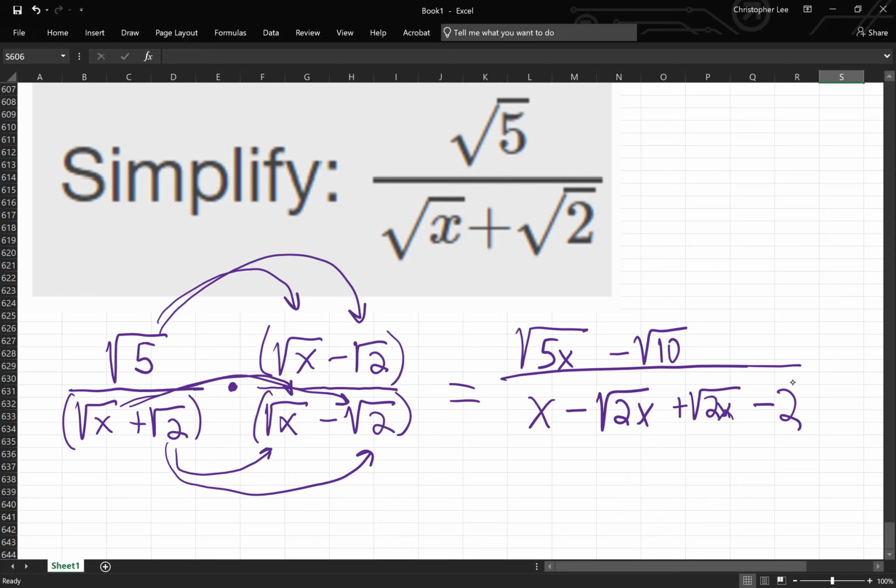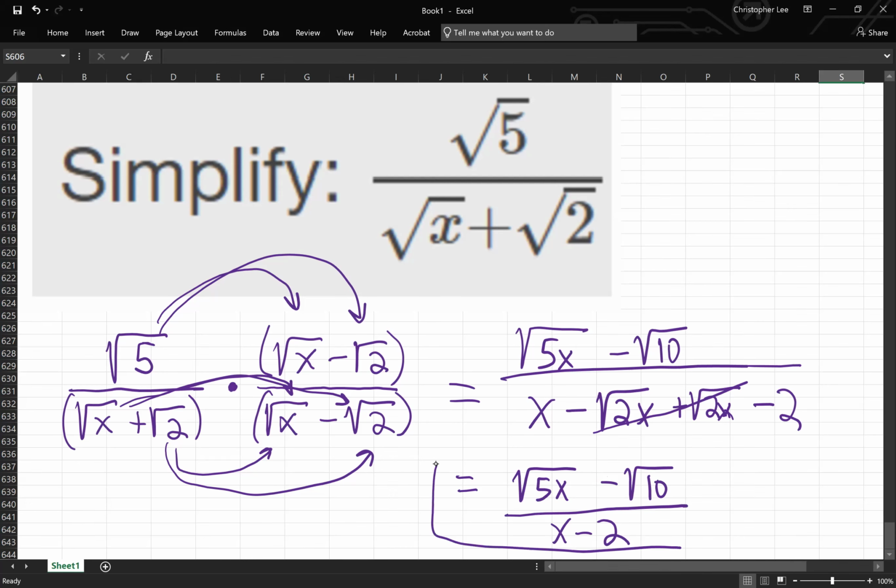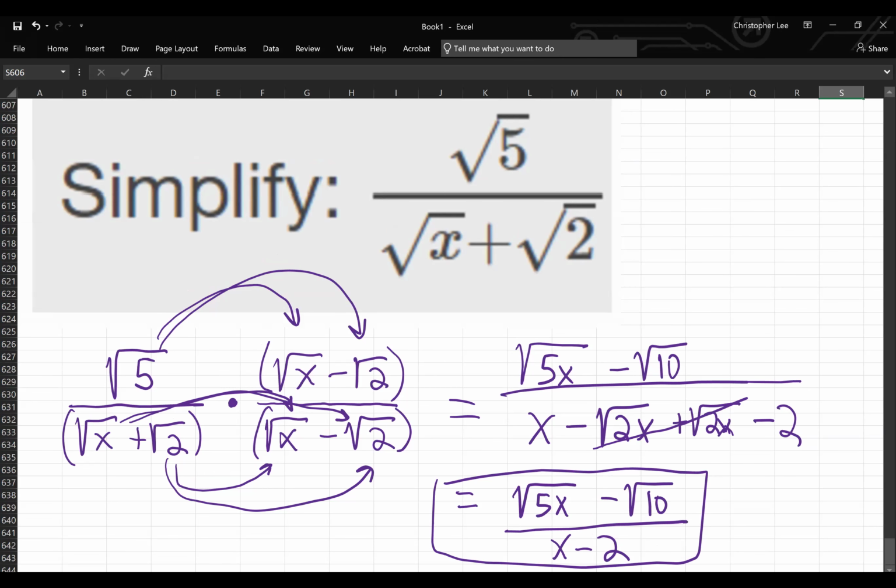And then now let's combine like terms, right? So we're going to cancel out these middle ones right here because they're the same thing. One's positive, one's minus, right? So final answer, I have square root 5x minus square root 10 over x minus 2. That's it. Not too bad, right? You're welcome. All right, let's take a look at another question.